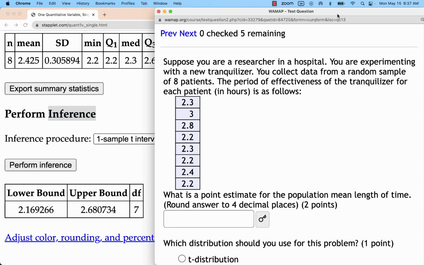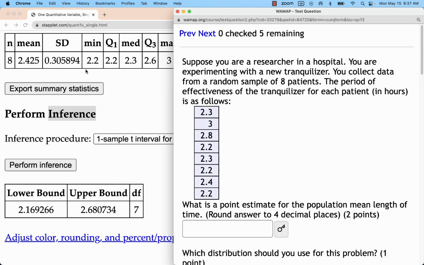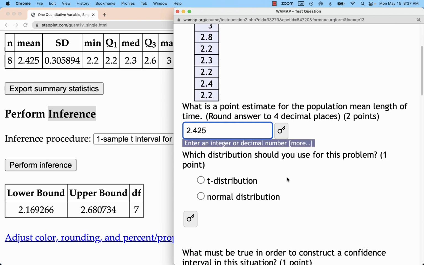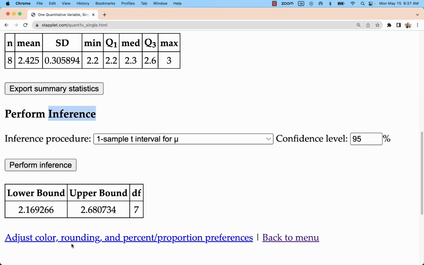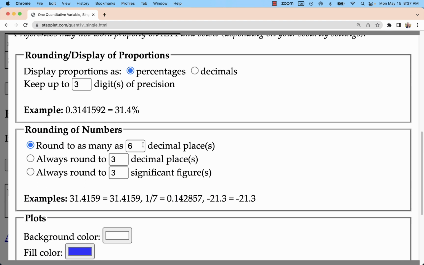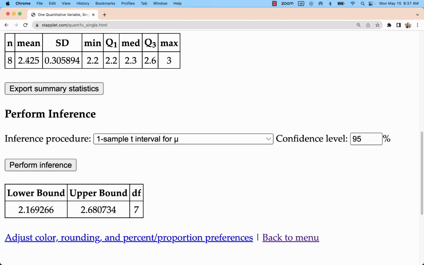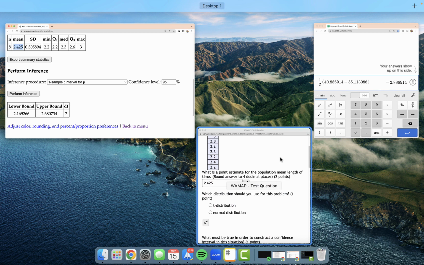Now looking back at the problem, first the point estimate, like I said, was sample mean. That's 2.425. And I don't have quite the 4 decimal places, so I'm going to go over here and just double check. And it looks like at least my numbers go out to 6 decimal places. So that is as accurate as I can get with Stapplet.